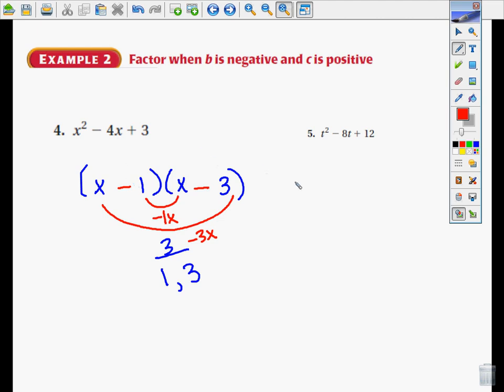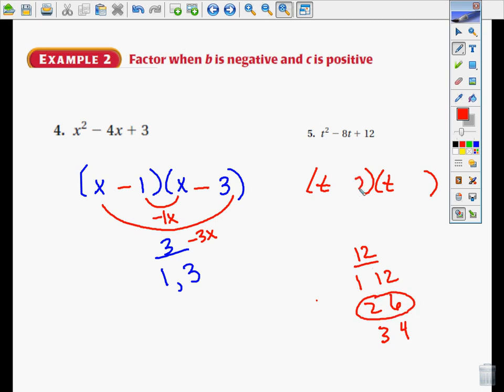Let's try this one over here. So I'm going to have a t and a t. And factors of 12, I can go 1 and 12, 2 and 6, 3 and 4. The only ones of these that are going to end up giving me an 8, possibly, are the 2 and the 6.